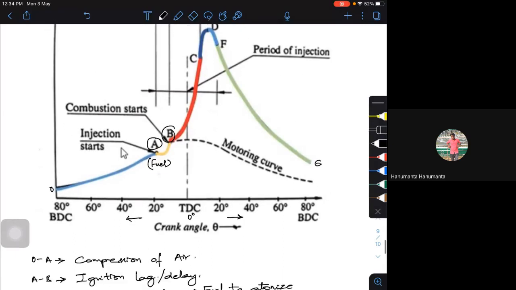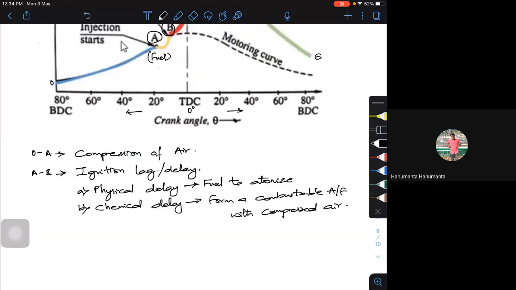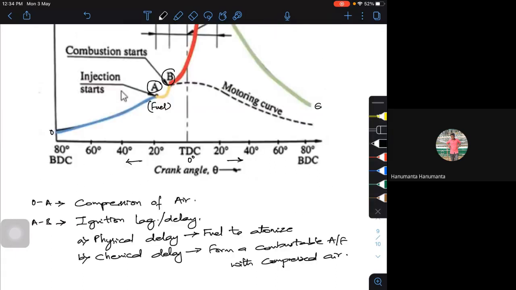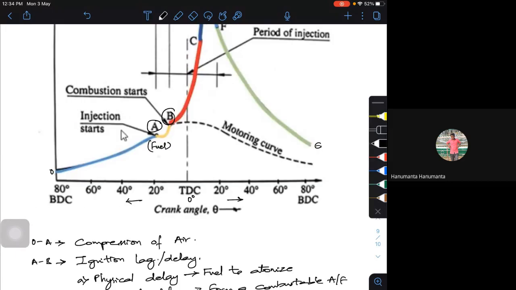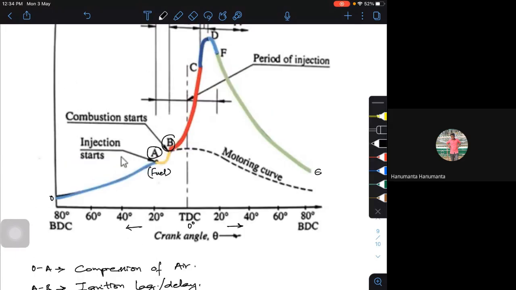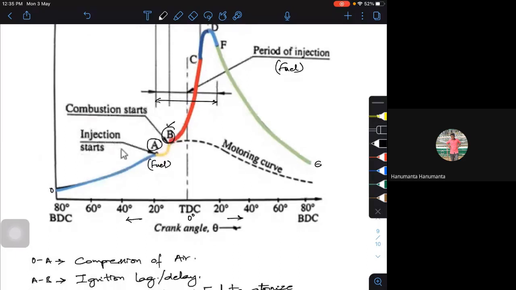If you are not completely spraying your fuel, a certain amount of fuel is required for me to start the combustion. That may be a chemical thing. But what will happen? You will be continuously injecting the fuel, from this point to this point. So a period of fuel injection will take place. But at point B, the amount of fuel that is injected is just sufficient to start the combustion. So A to B is nothing but ignition delay, which may be a physical delay, and there can be a chemical delay also.